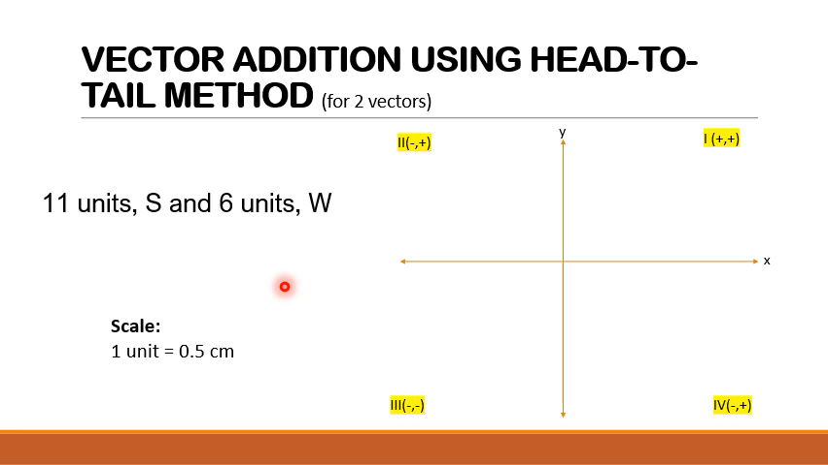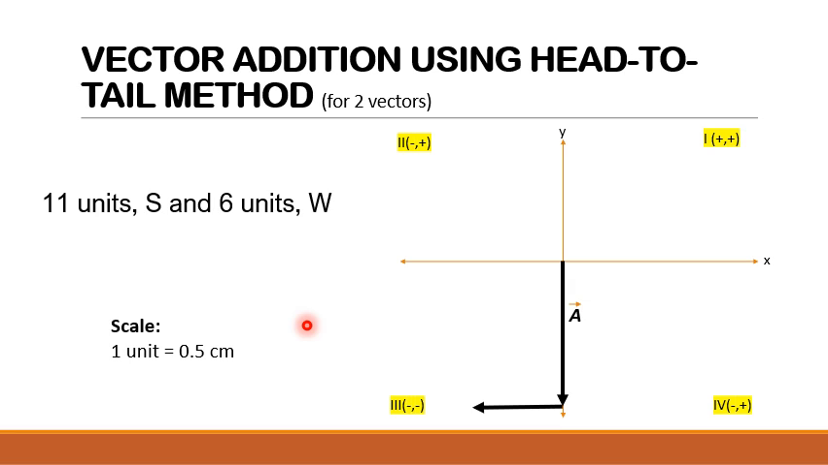Okay, given 11 units, you cannot represent everything if it cannot fit in our paper. So make sure you scale or provide a legend. So for 1 unit in this example, it's equivalent to 0.5 centimeters. Let's say we already had 11 units south, represented by a vector A. That's 11 units. And then 6 units to the west.